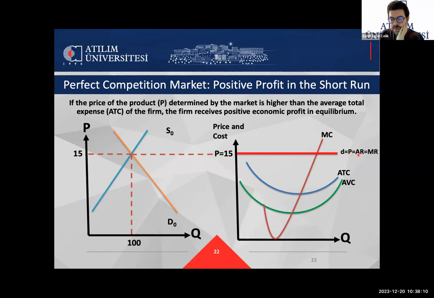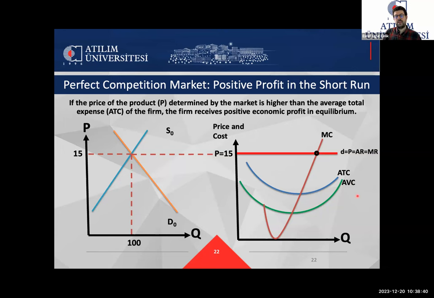How can we solve it? I wrote on the board the steps for solving that question. The first step is finding the intersection point of marginal cost and marginal revenue. That step is true for all examples. As you can see, that intersection point is over there.